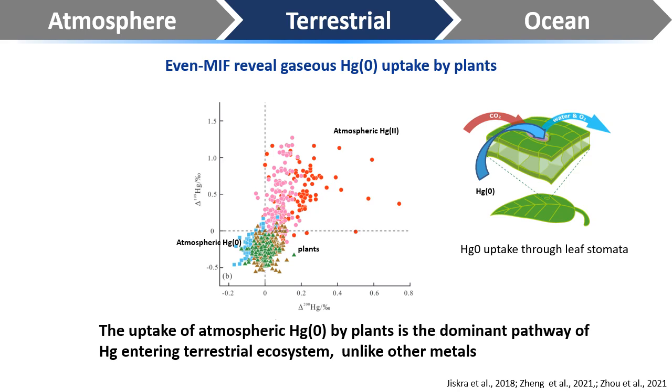As you can see in the figure, the plant samples, the green points, possess almost identical capital delta 200 values as atmospheric elemental mercury, and very, very different from mercury 2+. So this means, unlike all other metals, their uptake is not mainly from the soils. The uptake of atmospheric elemental mercury through, for example, leaf stomata was identified as the dominant pathway of mercury into plants.